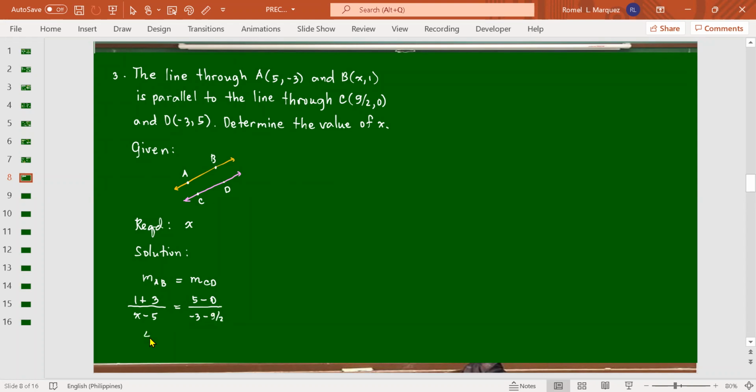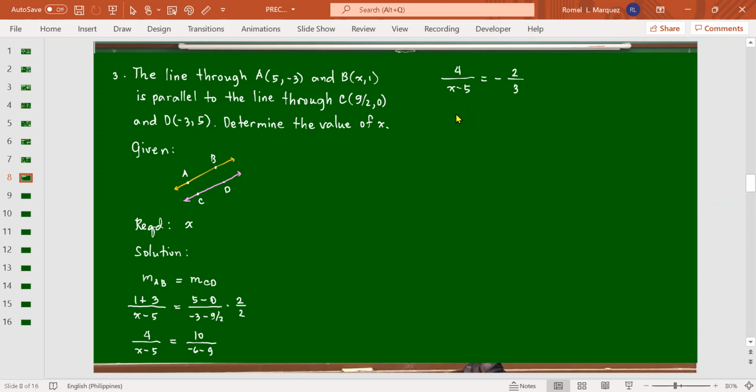So the left side is 4 over x minus 5. The right side, we multiply by 2, both the numerator and denominator, to simplify this complex fraction. So giving 10 over, this is negative 6 minus 9. So simplifying further, we have 4 over x minus 5, the right side, negative 2 over 3. Am I correct, guys? Yes, sir.